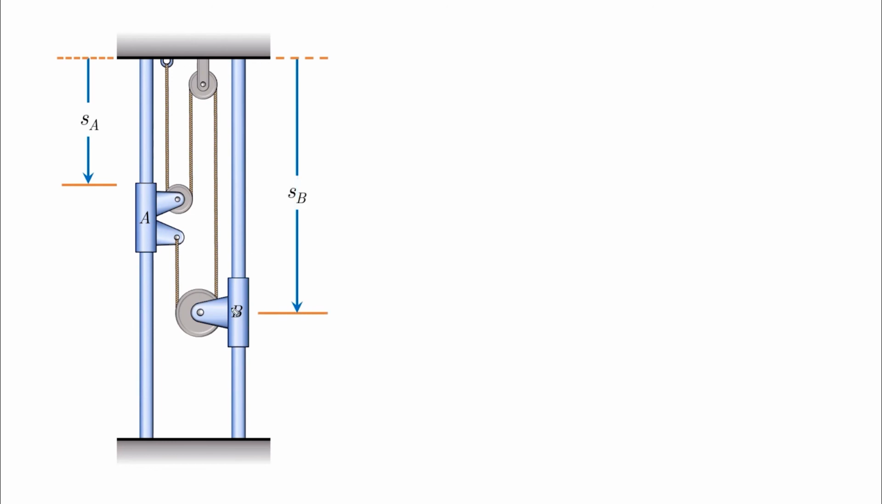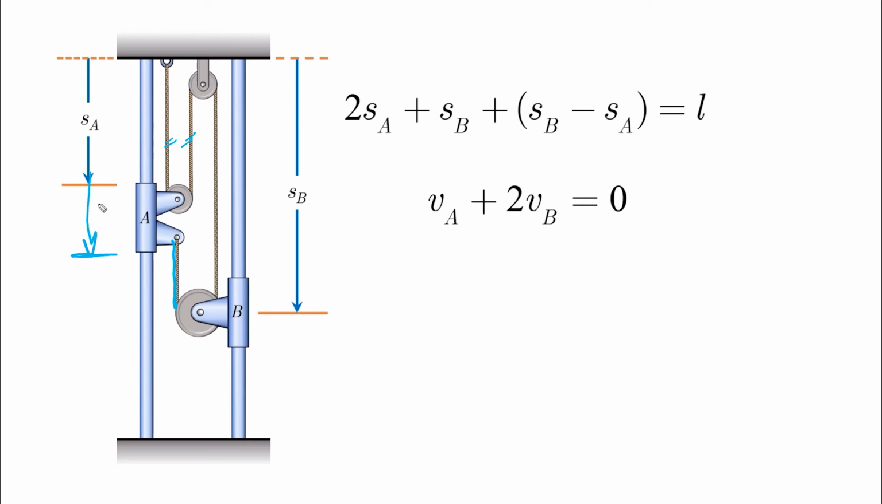So for the first part here, you have 2SA plus SB plus the last segment, which is SB minus SA. And don't worry about the location of SA here, because it is a particle, so you can place SA anywhere. Up or down, it doesn't matter. And by taking the derivative, you will find the velocity and the acceleration relationships.